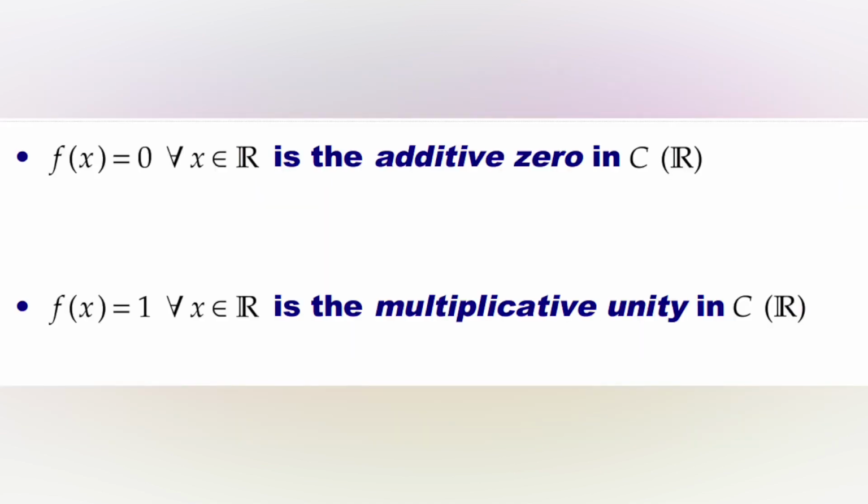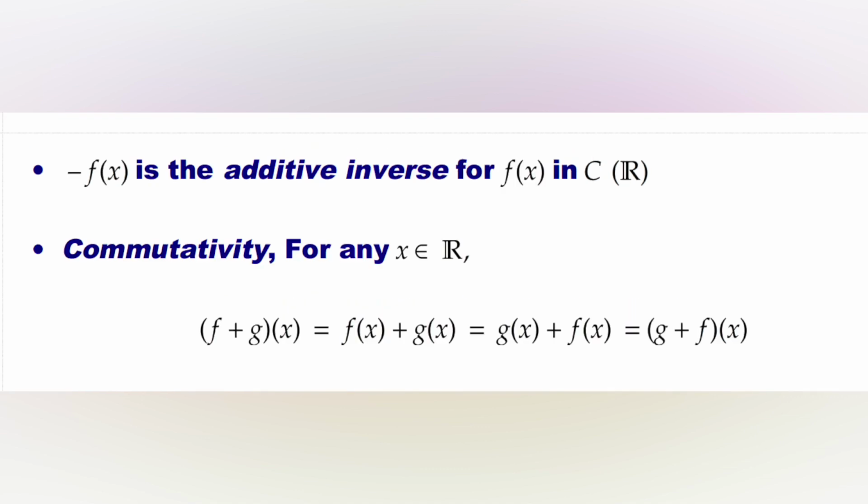f(x) = 0 for all x in R is the additive zero in C(R). f(x) = 1 for all x in R is the multiplicative unity in C(R). Minus f(x) is the additive inverse for f(x) in C(R). Commutativity: for any x in R, (f + g)(x) is equal to f(x) + g(x), which is equal to g(x) + f(x), which is equal to (g + f)(x).